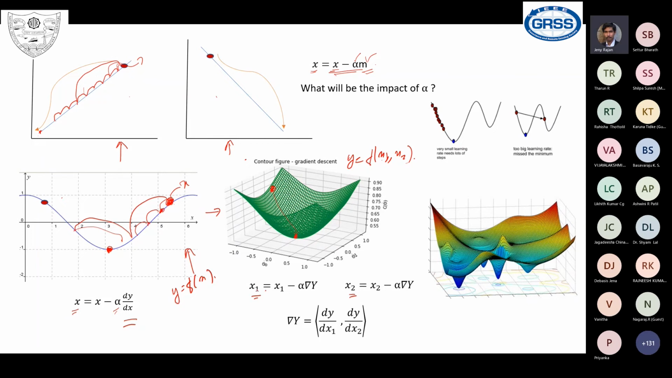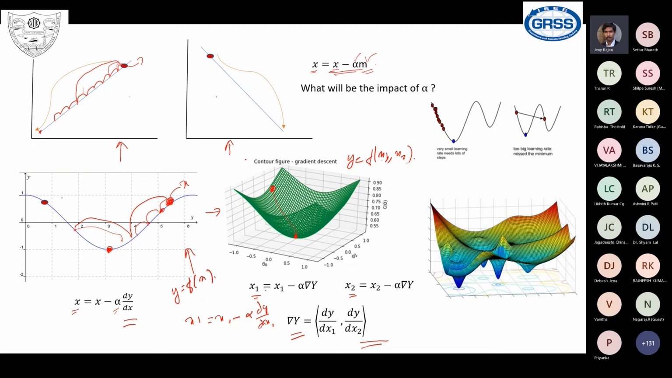How will I update x1? x1 is equal to x1 minus alpha into, since y is a function of x1 and x2, instead of the derivative I have to take the partial derivative of y with respect to x1. So x1 is equal to x1 minus alpha into dou y by dou x1, and x2 is equal to x2 minus alpha into dou y by dou x2. After a few updates, we will reach this position. Or you can arrange all these partial derivatives in the form of a vector, and you can call these partial derivatives the gradient.